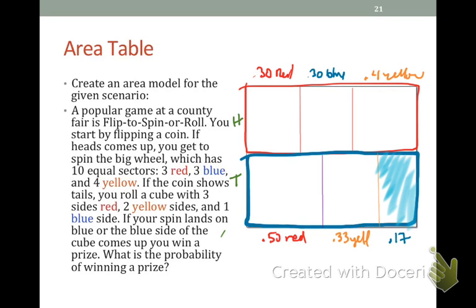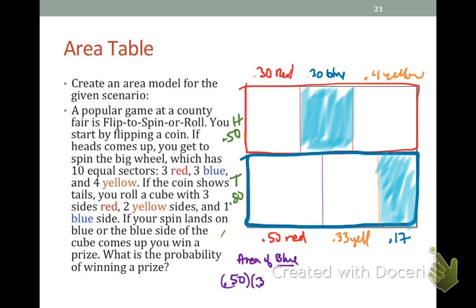And so the question says, if your spin lands on blue, or the blue side of the cube, what is the probability of winning a prize? So you have to calculate the probability of getting blue, either heads and then the blue spinner, or tails and then the blue cube. So you take those two areas and you add them up.